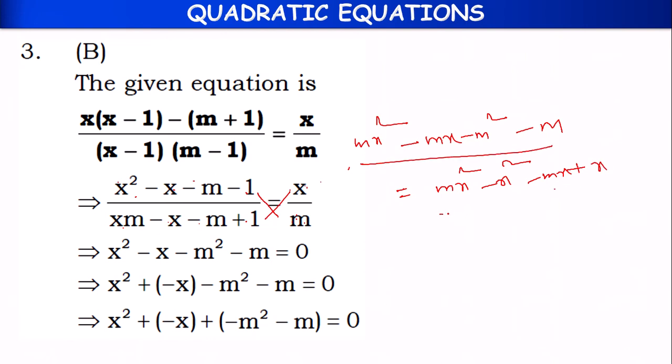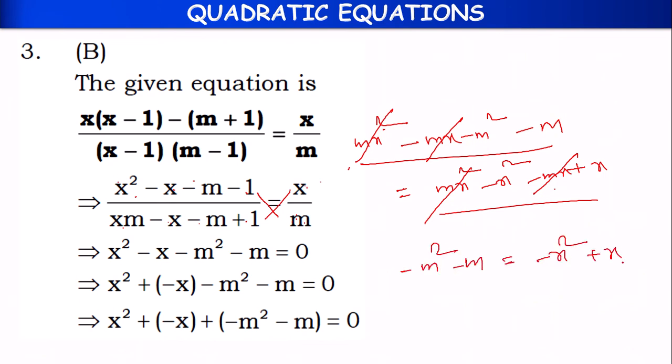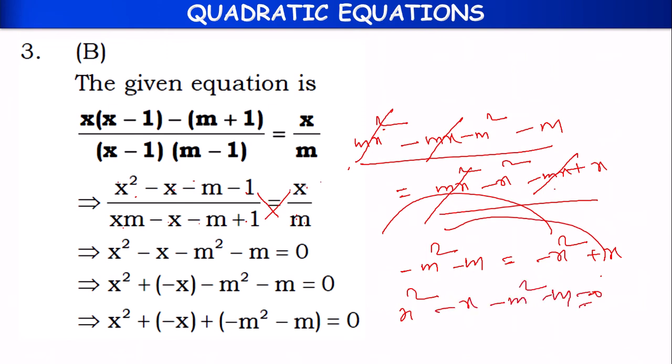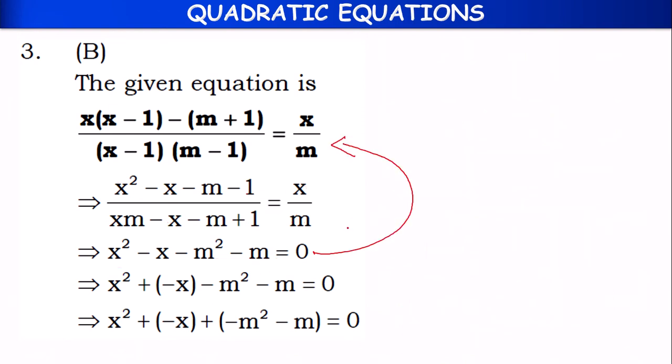On LHS and RHS, the same values will get cancelled. mx square, mx square, both sides the same value, we can cancel it. So minus mx, minus mx, we can cancel it. So what will remain? Minus m square minus m equal to minus x square plus x. If we take this to this side, plus x square. This one also, if we take this side, minus x minus m square minus m equal to 0. So this is the simplified form of the given equation.